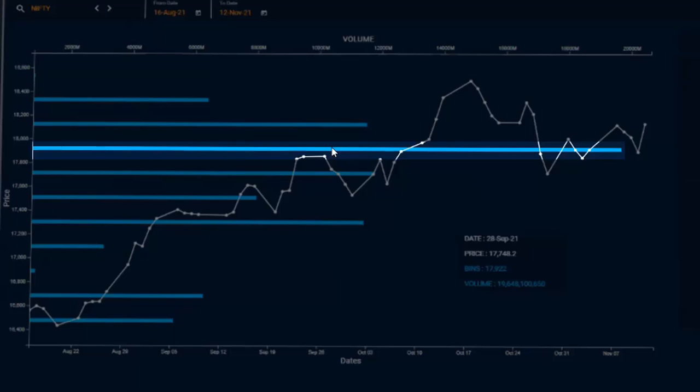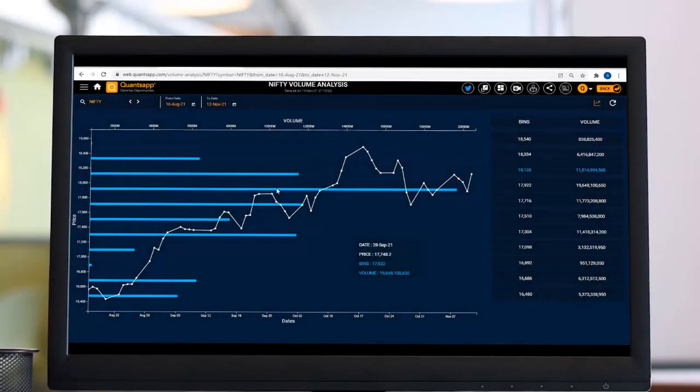17,922. Now, was that the exact level for Nifty where huge volume was traded? No. It is the cluster zone of various prices closer to 17,922. It is the bins, right? So a bin is nothing but a cluster zone where the heaviest volume was observed.